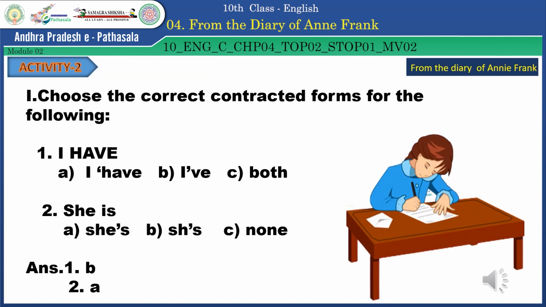Dear children, choose the correct contracted forms for the following. I have. Option A, I've. Option B, I'v. Second one is she is. Option A, she's. B, shes. C, none. Answers are first one B, second one A. Very good children. Let's move on.